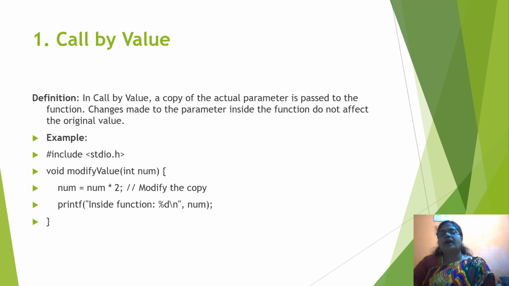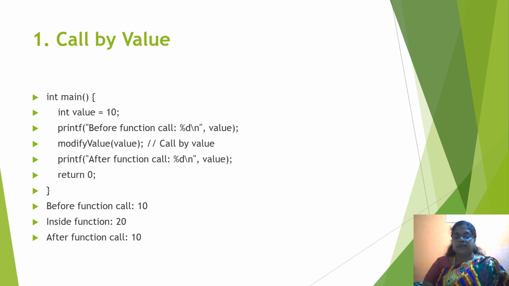Now we are going to discuss call by value. In call by value, a copy of the actual parameter is passed to the function. Changes made to the parameter inside the function do not affect the original value. In the main function, before the function call, the value is 10. Inside the modifyValue function, the value 10 is changed to 20. After the function call, the value remains 10. So the changes made to the parameter inside the function do not affect the original value.